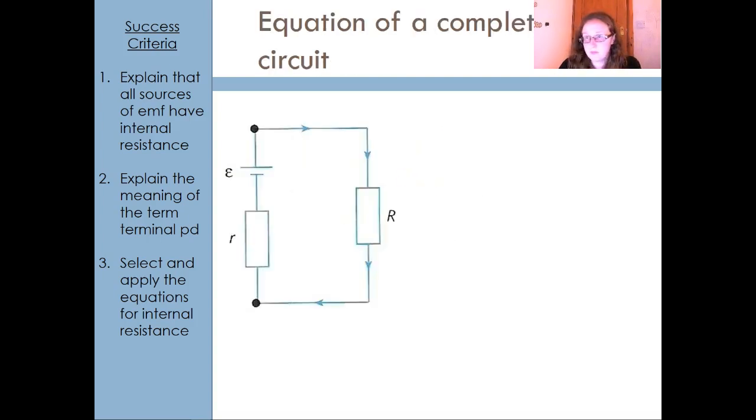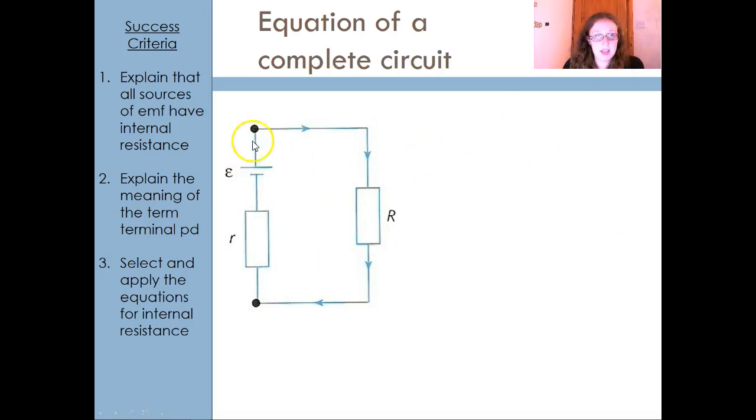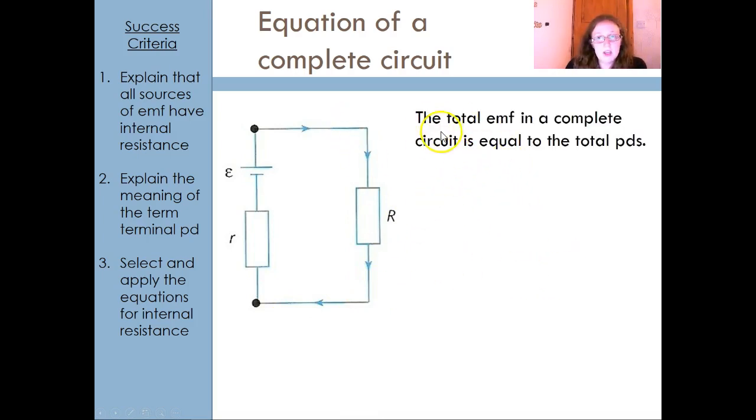Okay? So let's have a little look at what's going on if I have a complete circuit, and think about everything that's involved. So here I've got my circuit. This is the start and the end of my power supply. We're just showing that I've got some internal resistance, and I've just got a single resistor hooked up to it. So we know from Kirchhoff's second law that the total EMF in the circuit is equal to the total PDs. So the sum of the EMFs is the sum of the PDs.